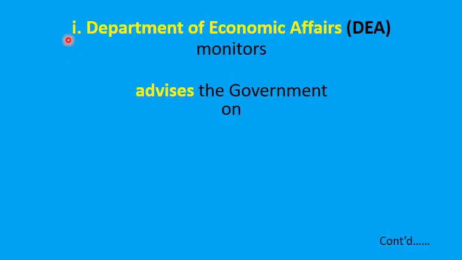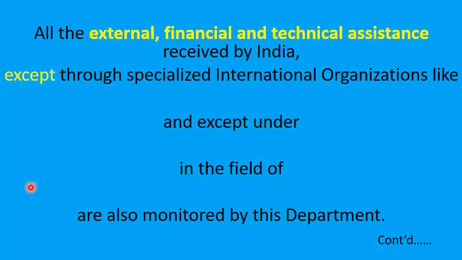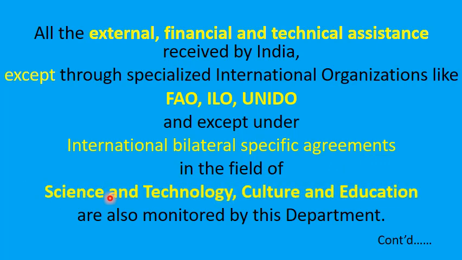Let us see what we have in Department of Economic Affairs, DEA. DEA monitors economic trends, advises the government on internal and external aspects of economic management, including prices, credit, fiscal and monetary policy, and investment regulations. All the external financial and technical assistance received by India, except through specialized international organizations like FAO, Food and Agricultural Organization, ILO, International Labour Organization, UNIDO, United Nations Industrial Development Organization, and except under international bilateral specific agreements in the field of science and technology, culture and education are also monitored by this department.